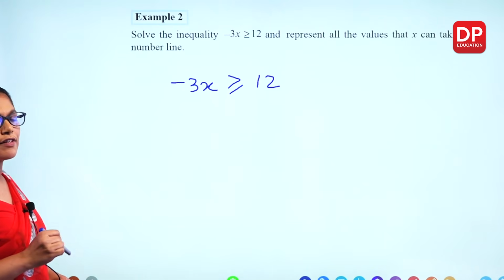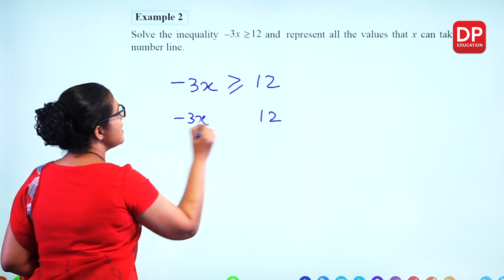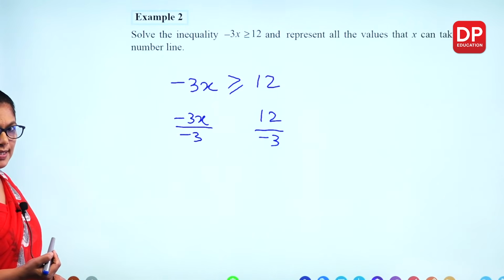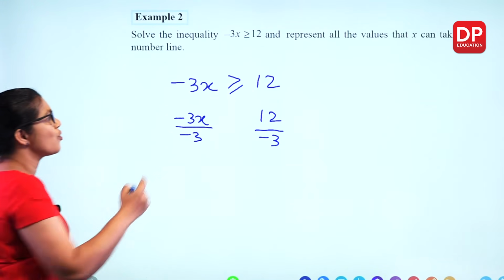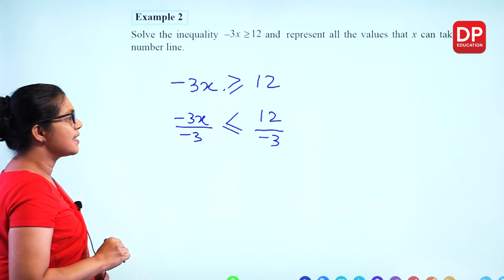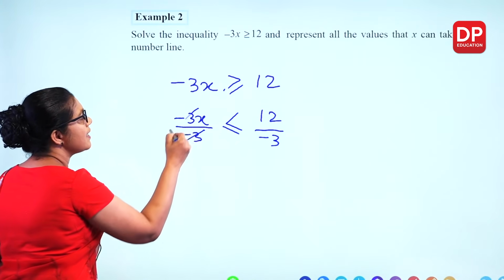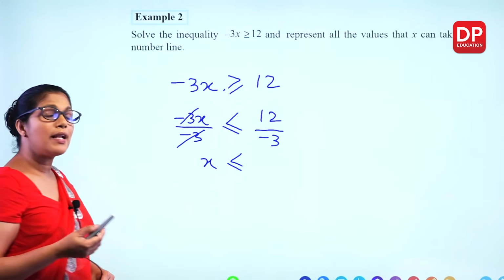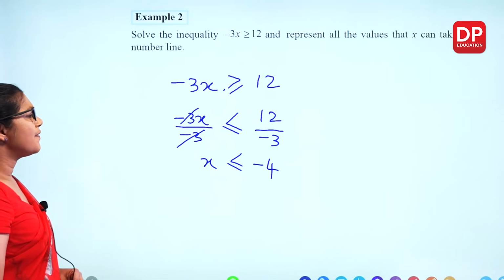Now we need to get rid of this minus 3. So what do you do? Take the inequality, divide by minus 3. What happens? When you divide by a negative number, the sign changes. So here you can't write this one. We have to write down the opposite sign, less than or equal to. So here 3 gets cancelled out and you get x is less than or equal to 12 divided by minus 3, which becomes minus 4.